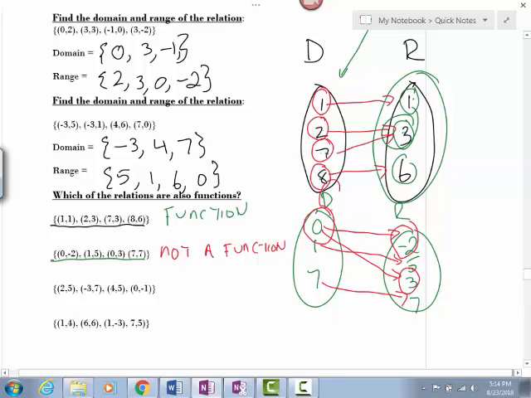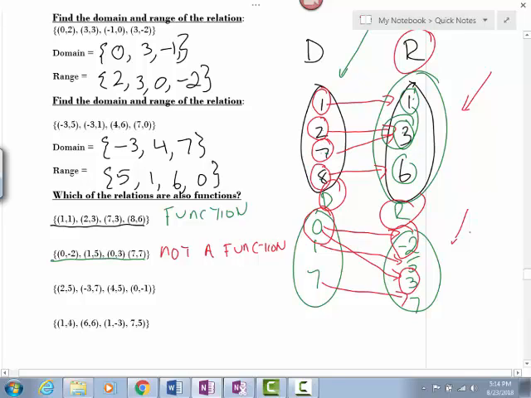So the people in the domain have to be faithful. The range numbers don't have to be faithful, just the domain. Now, if you want an easy way to figure out how to do this without having to draw these circles all the time, I like doing the circles because it's visual and it helps me see what's going on.